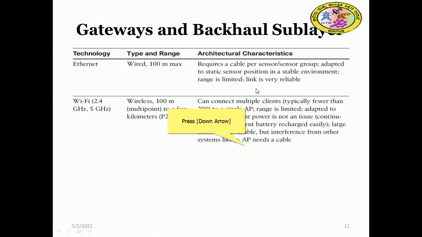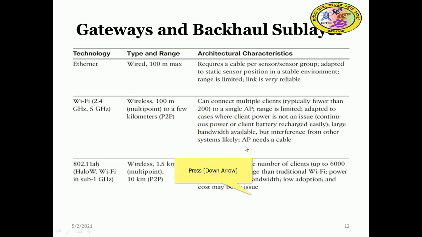This is adapted to cases where client power is not an issue, such as continuous power or easily recharged client batteries. Large bandwidth is available, but interference from other systems is likely, and access points need cables. Then we have 802.11ah, Wi-Fi up to 1.5 kilometers, which can connect a large number of clients, up to 6,000 access points. It has a longer range than traditional Wi-Fi and sufficient power, but it is limited in bandwidth, and low adoption and cost may be an issue.